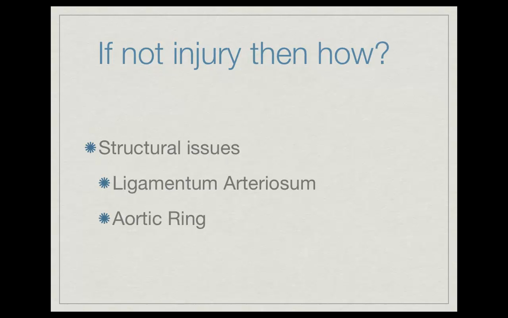Besides physical injury, how else can an arterial rupture occur? Structural issues in the circulatory system can arise, making a rupture more likely. Of the equine studies over this condition, two main structural issues are continuously mentioned as reasons for the rupture: the ligamentum arteriosum and the aortic ring.